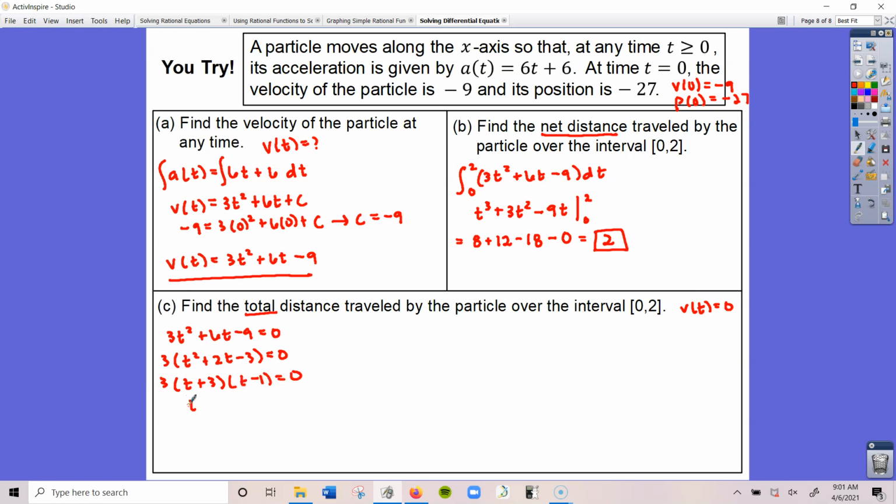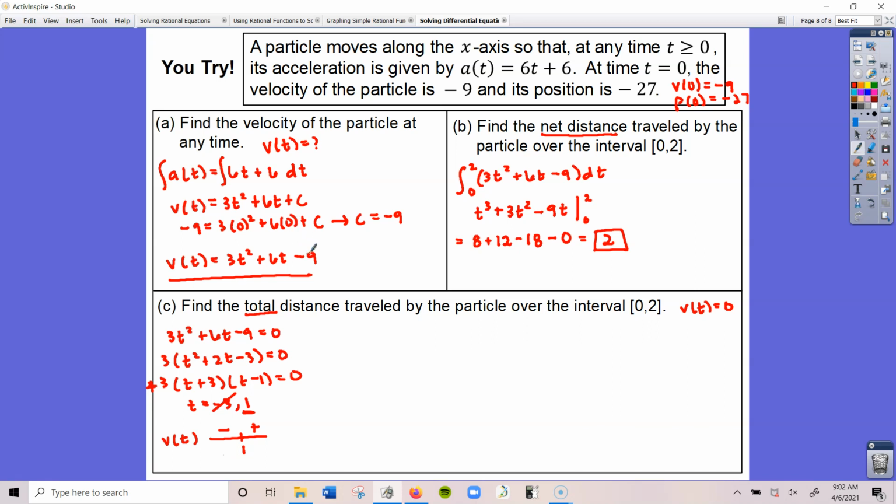So we get two critical numbers here. t is equal to negative 3 and 1. But remember that t represents time. So we cannot have this negative 3 as a critical number because there's no such thing as negative time. So we're only going to test t is equal to 1. So I'm going to create my little number line here. I'm going to use my factored version. If I plug in 0, I get a positive times a negative, so negative. And if I plug in 2, I get a positive times a positive, which is positive. So that means that my particle does change direction.